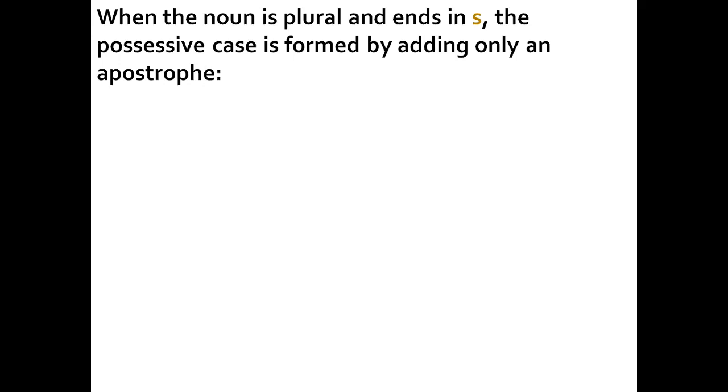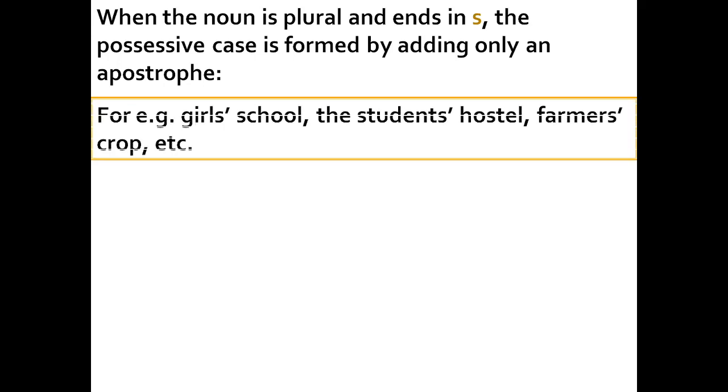When the noun is plural and ends in S, the possessive case is formed by adding only an apostrophe. For example, girls' school, the students' hostel, farmers' crop, etc.